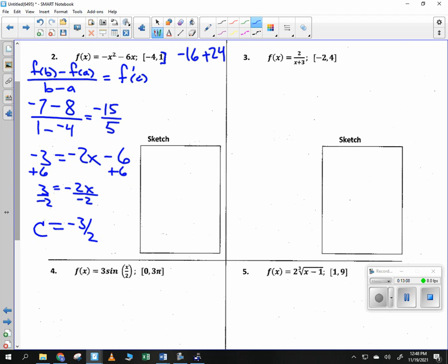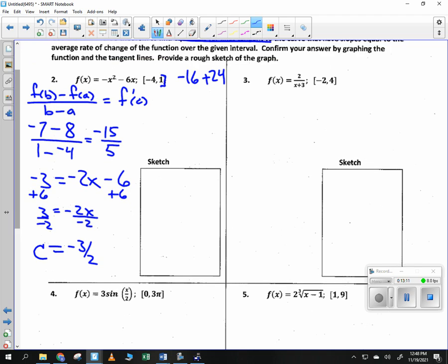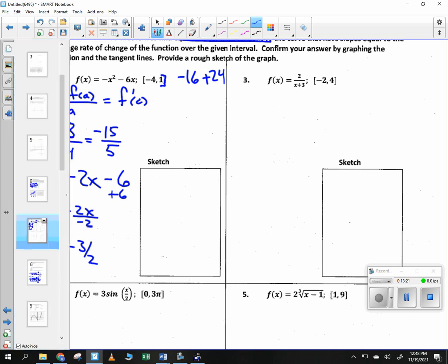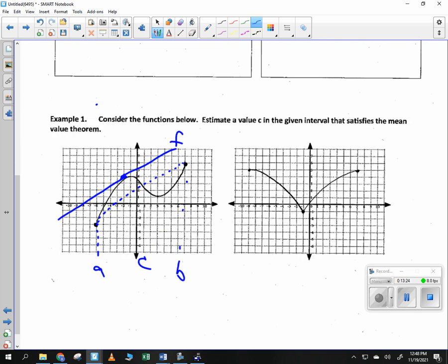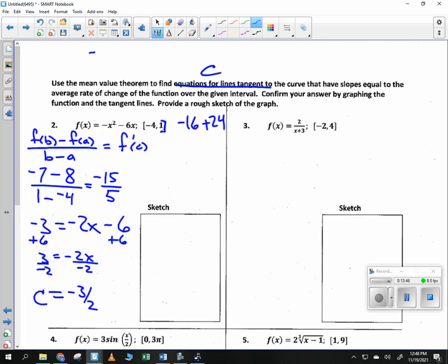Now, here's something I want to check. Negative 3/2, does that sit between negative 4 and 1? Yes, it does. We just found that spot. For people who are confused about what we just did, it's the same exact thing as what we did right here. When we came up with the slope of this dotted line, we said that was negative 3. When we just solved the equation, we came up with negative 3/2. That was this spot right here. Now, obviously, the curve was different, but that's what we just did. So we've done a graphical representation and an algebraic representation. Good. You kind of got the idea.